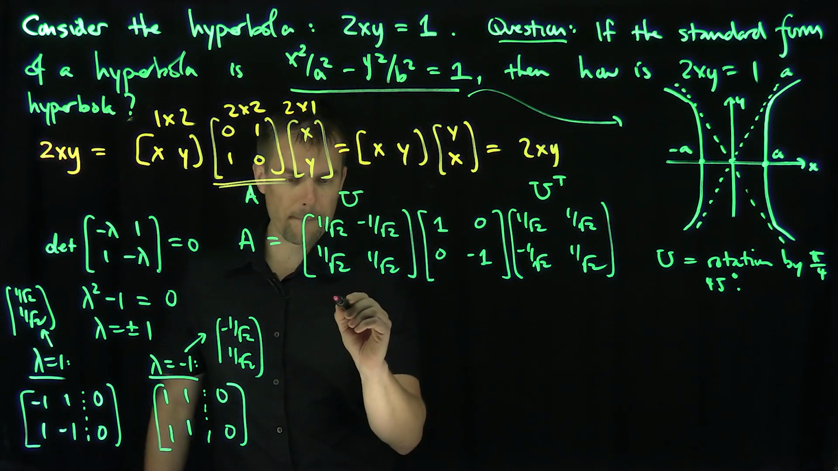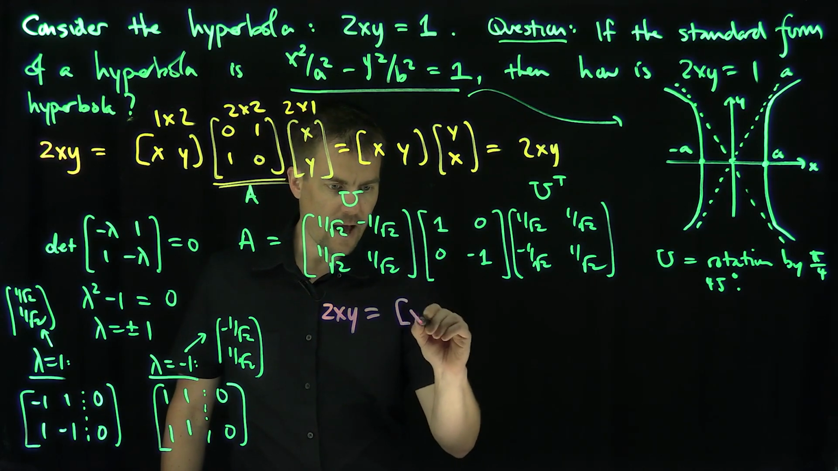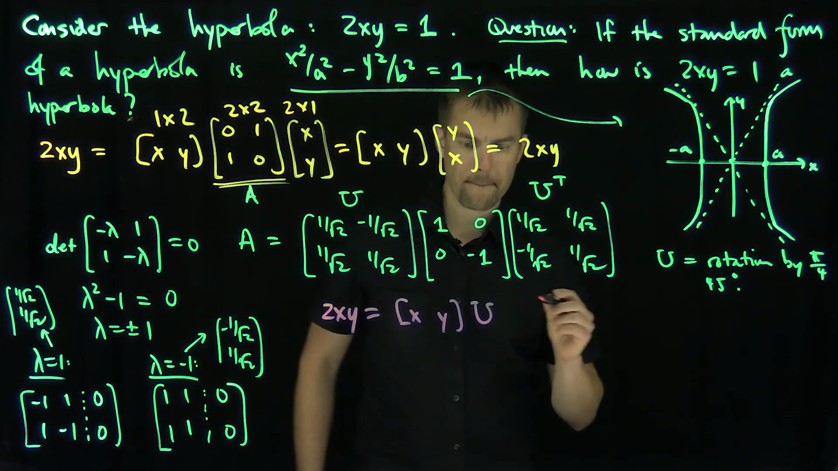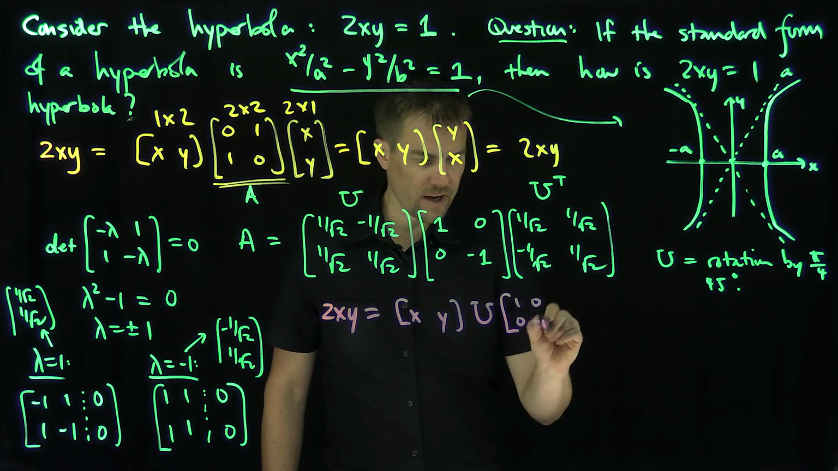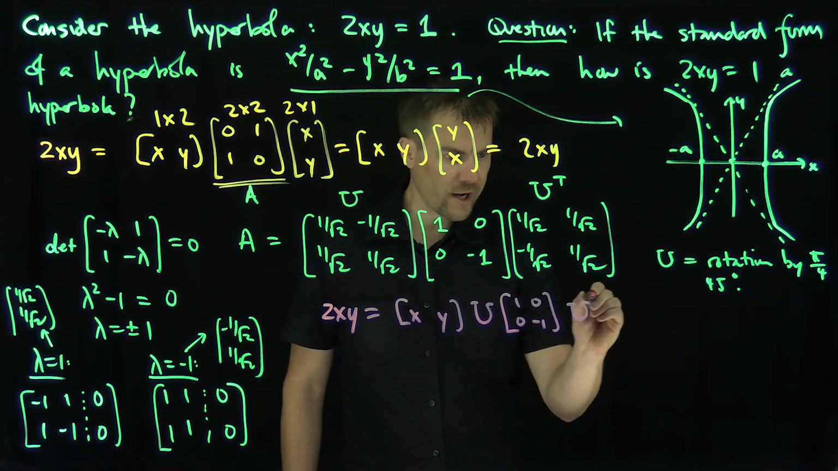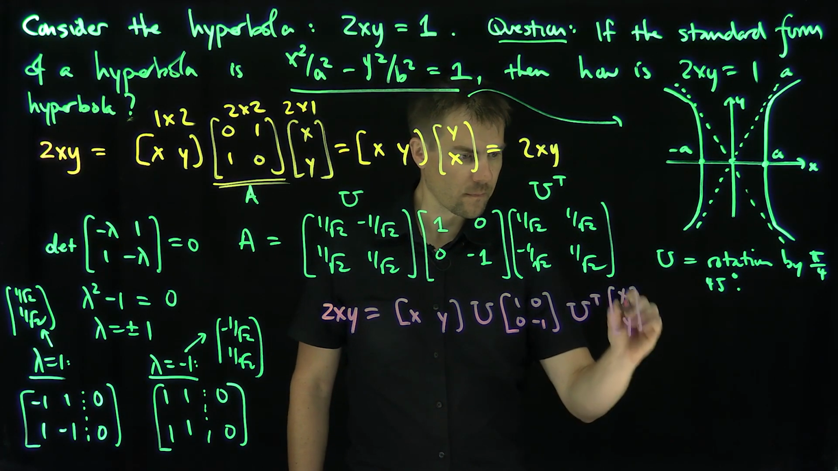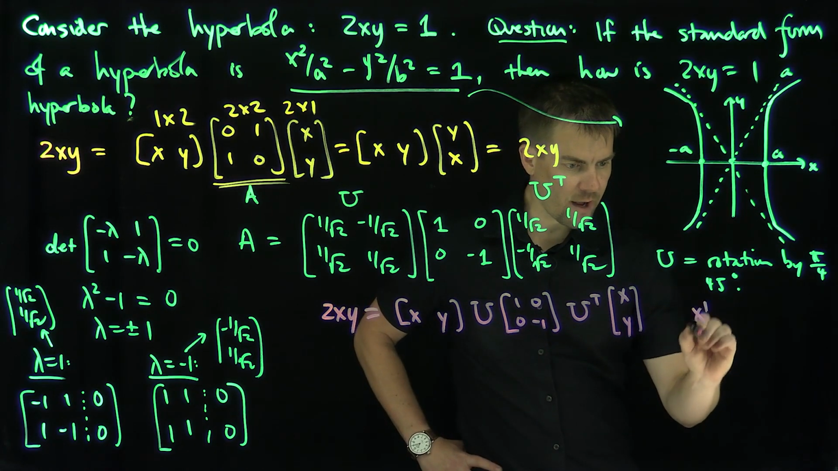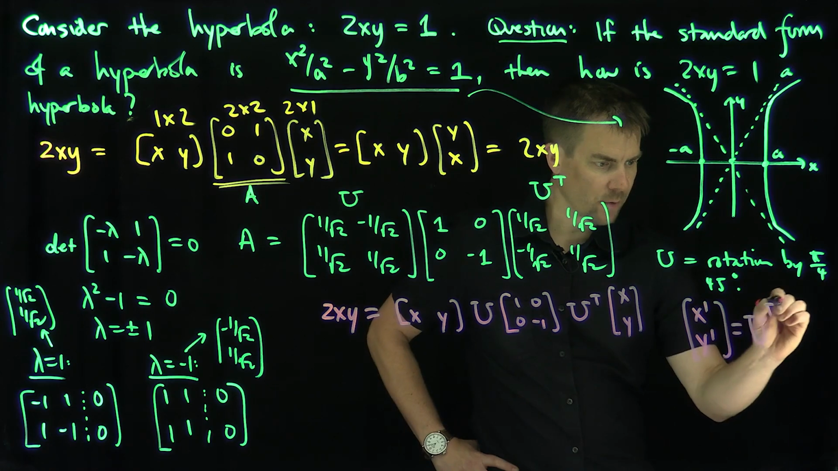So our 2xy is really equal to x, y, then U, like that. And then my diagonal matrix over here, 1, 0, 0, negative 1. And then my U transpose over here times x, y. Okay? So what we can do now is set x prime, y prime to be U transpose of x, y.